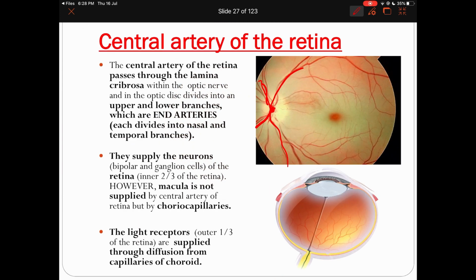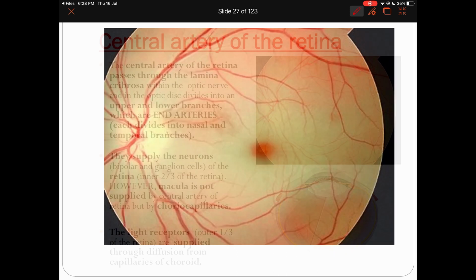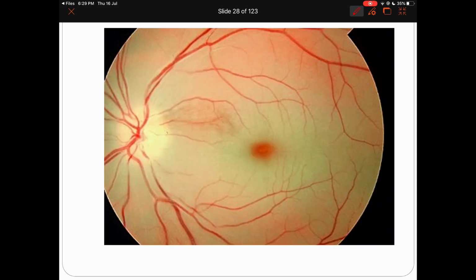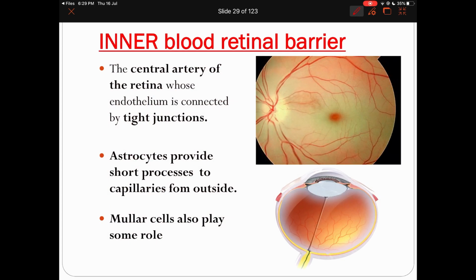So, the central artery of retina is very important from this point of view. You can say the outer 1/3 is supplied by choriocapillaries, and the inner 2/3, where the neurons are, is supplied by this artery. As far as the central artery of retina is concerned, we will tell you later how the blood retinal barrier will be considered here, because we have two blood retinal barriers, inner and outer. We will discuss that in retina.